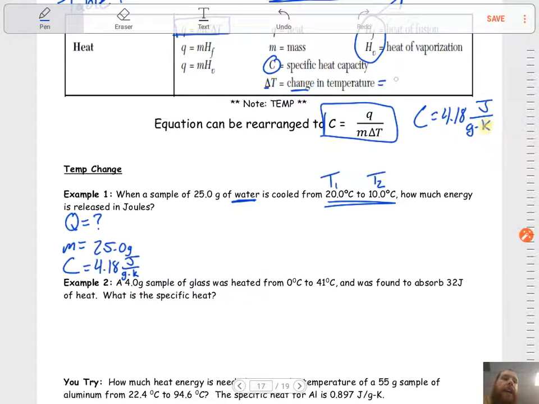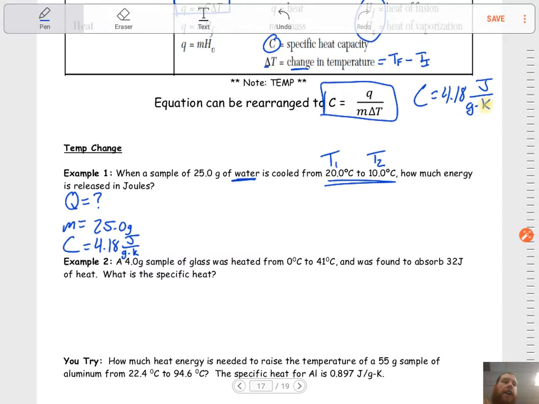How we calculate that is going to be final temperature minus the initial temperature. Okay? That's how you do a change in anything. So kind of T2 minus T1. So that's why I've labeled this as T1 and T2. So my delta T is going to be 10 degrees Celsius minus 20 degrees Celsius. When I do that, that's going to be a negative value.